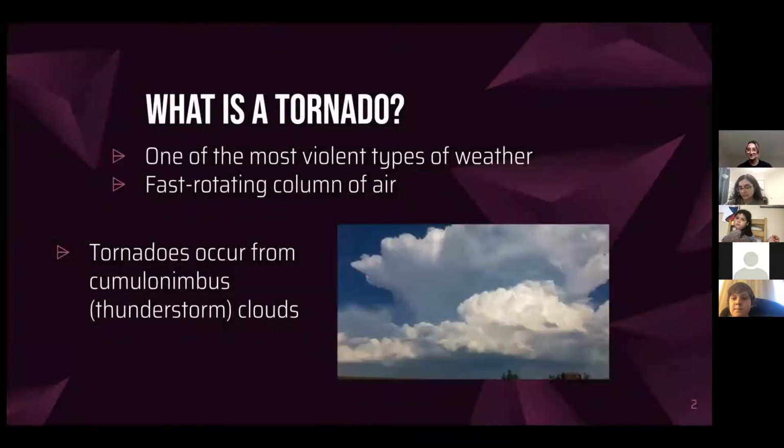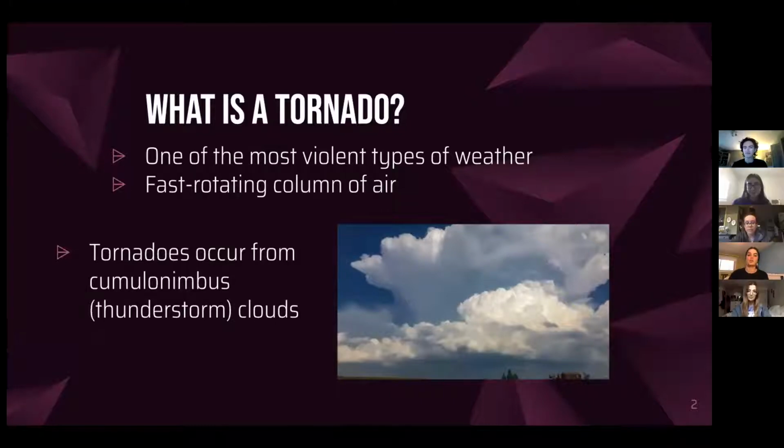So what is a tornado? You might know one when you see one, but it's one of the most violent types of weather, and it's a fast rotating column of air. Now you might be wondering, how do tornadoes form? Well, they start from a special type of cloud called cumulonimbus clouds. Very long word, but essentially this kind of cloud is a thunderstorm cloud.